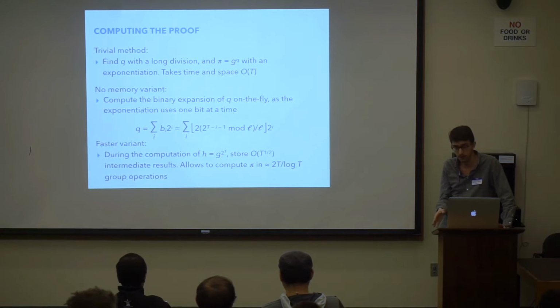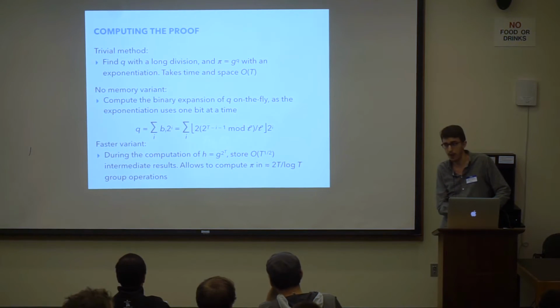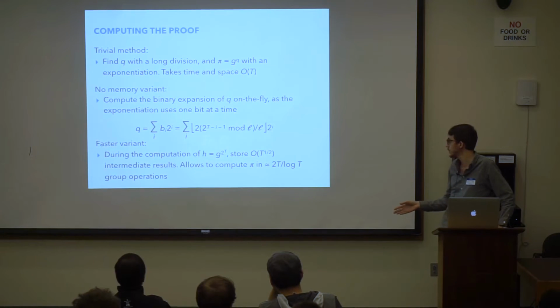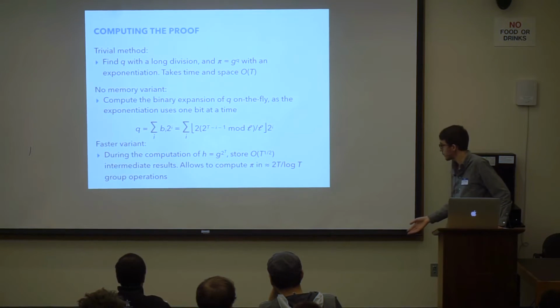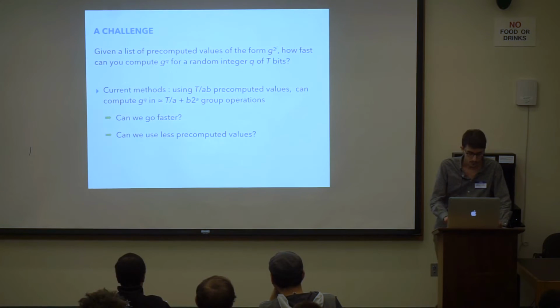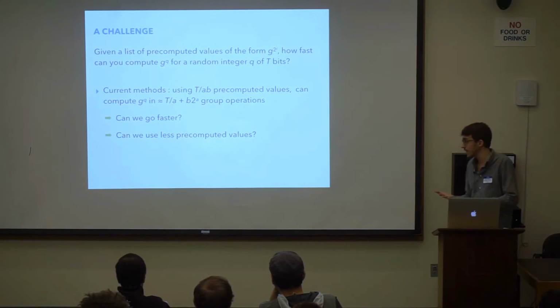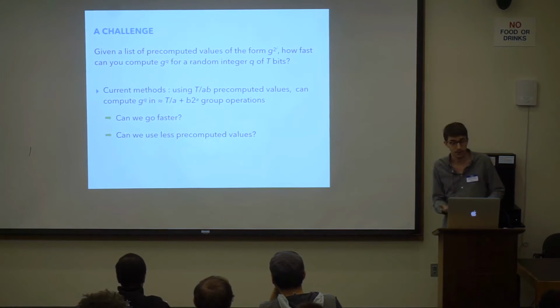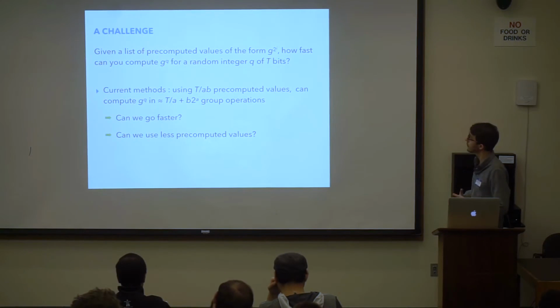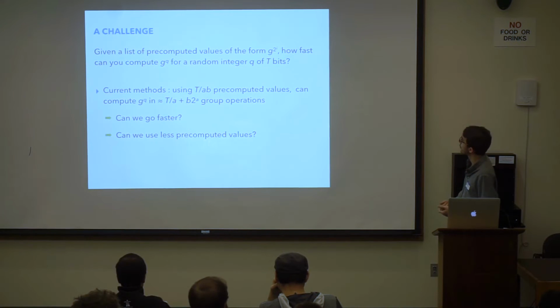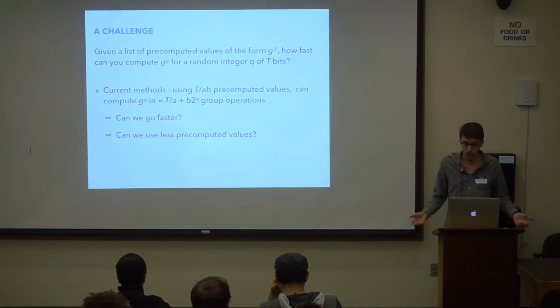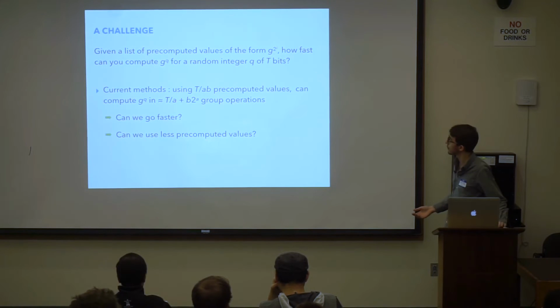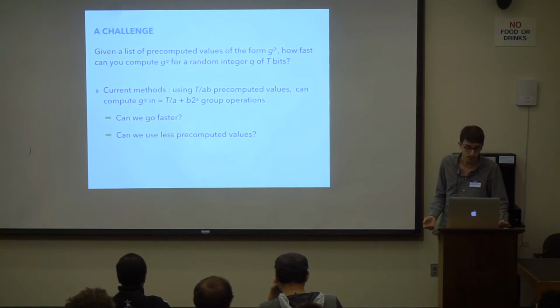If you store around square root of t intermediate steps, you can compute the proof pi in time essentially 2t divided by log t. So here's the first challenge. Can you do better than that? The problem can be expressed very easily. Suppose you're given a bunch of pre-computed values of the form g to the 2 to the i, and then you're given a random number q of t bits. How fast can you compute g to the q?